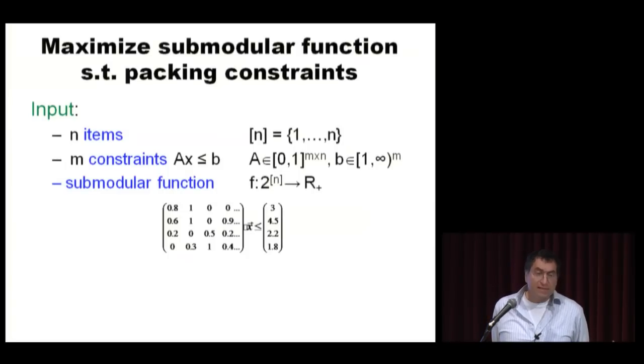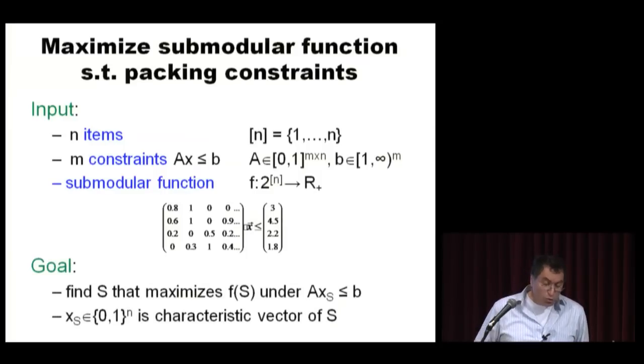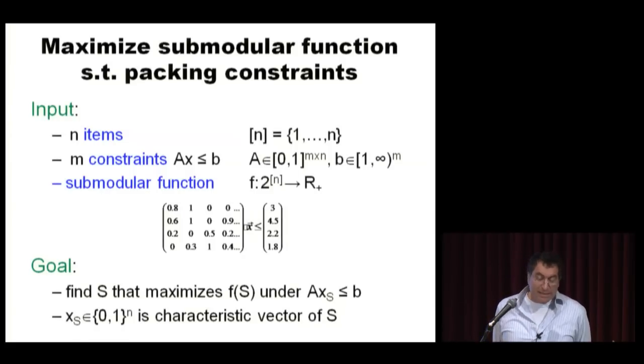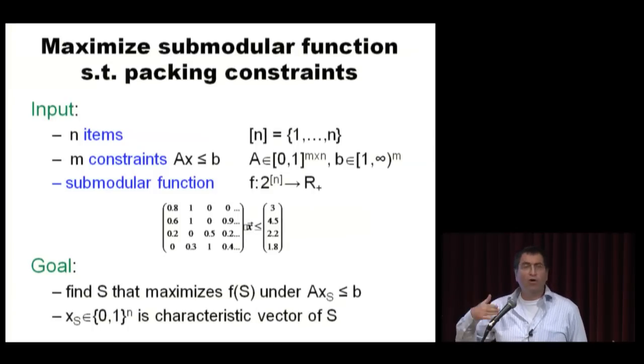And now we have a submodular function. You have here a matrix, and now you want to choose a subset of these elements, so that you have variables. You want to choose a subset of them and make them 1, and all the rest are 0, such that it will satisfy all packing constraints. Why is it a packing constraint? Because it's smaller or equal to, and all values are positive. So it's a packing constraint.